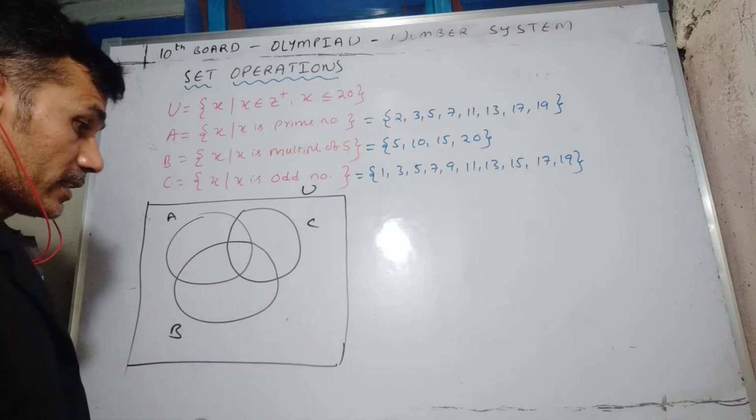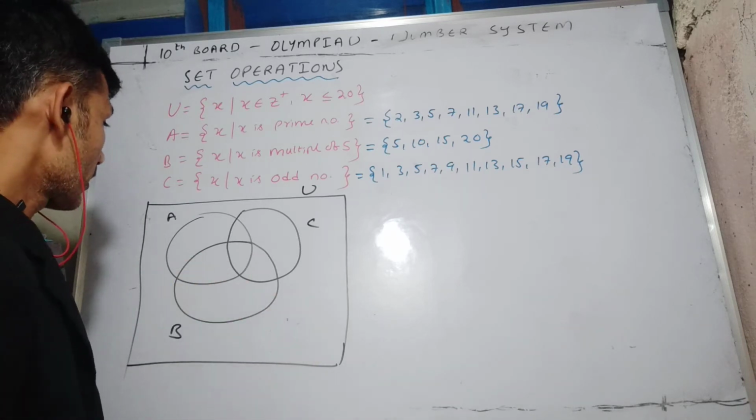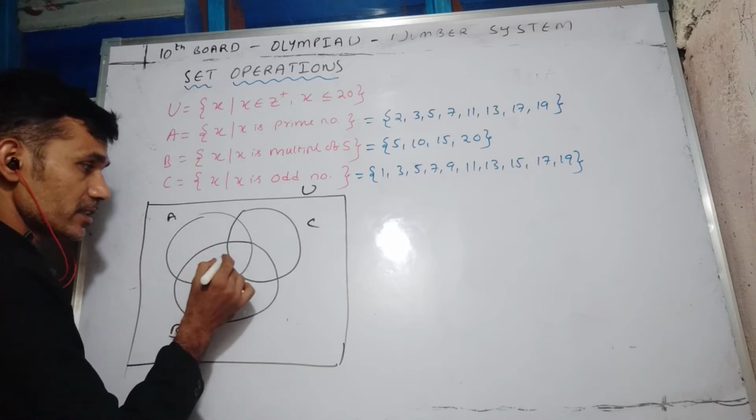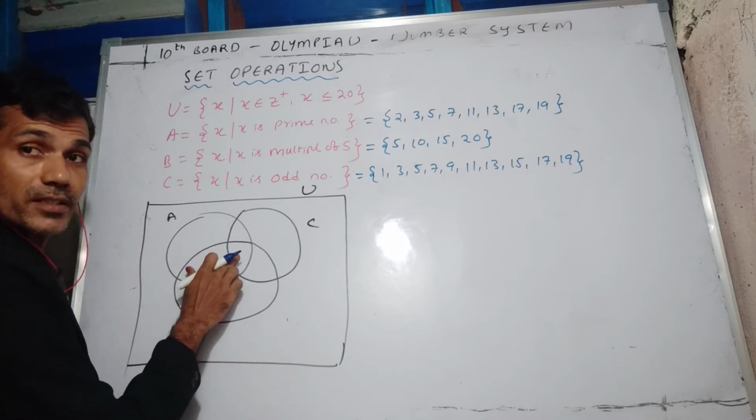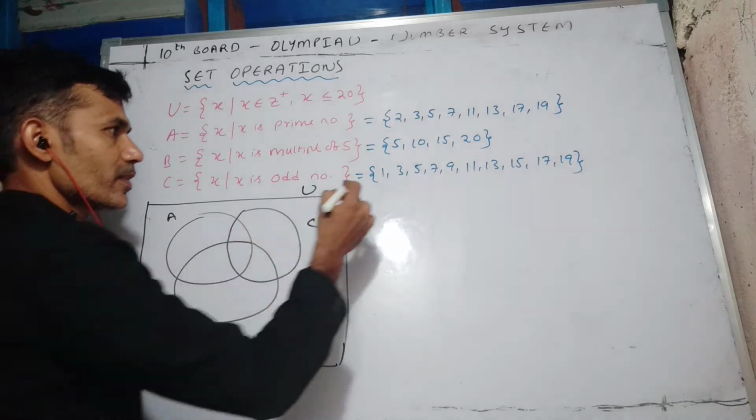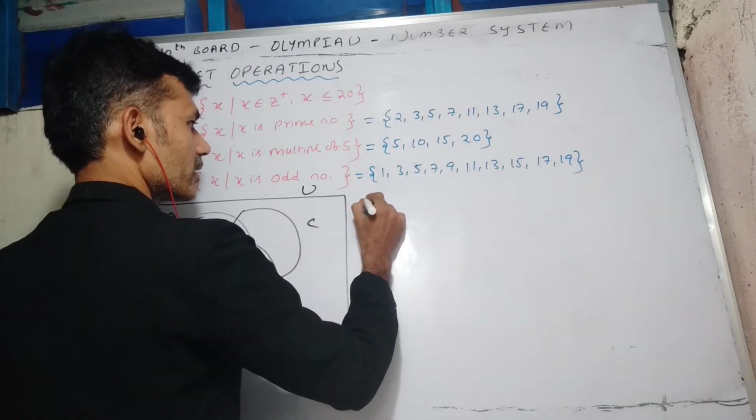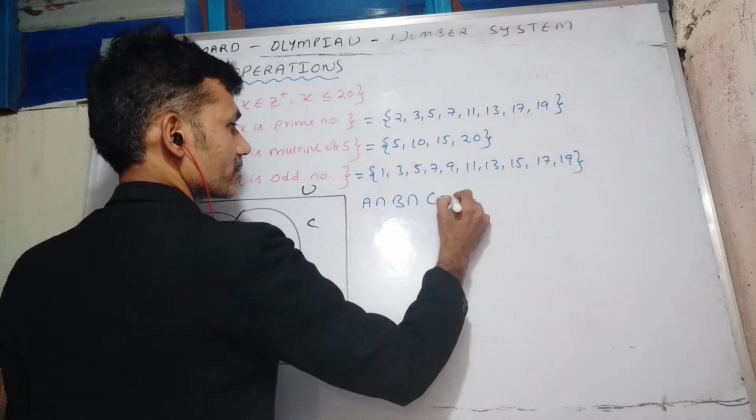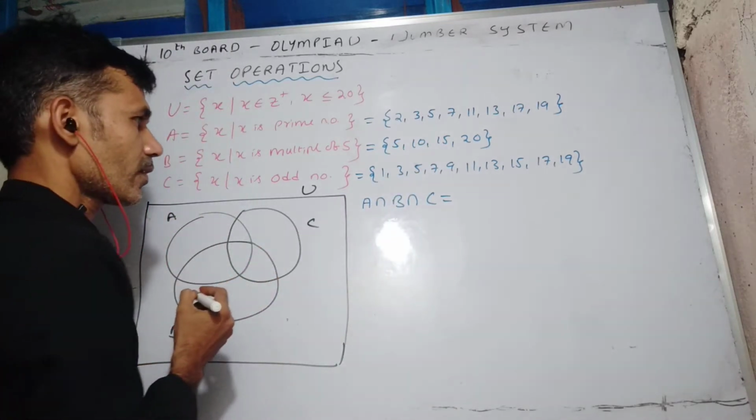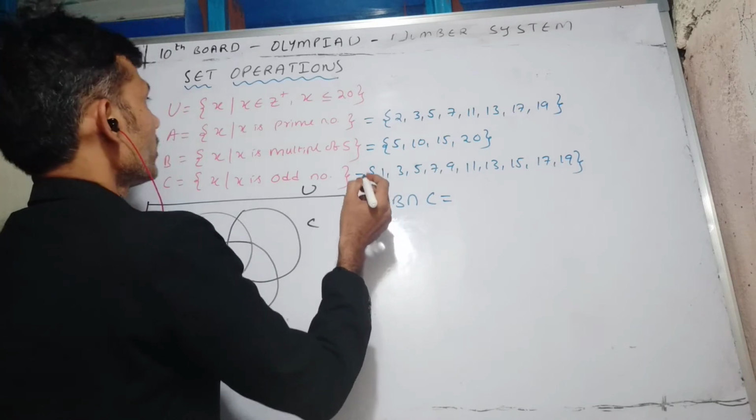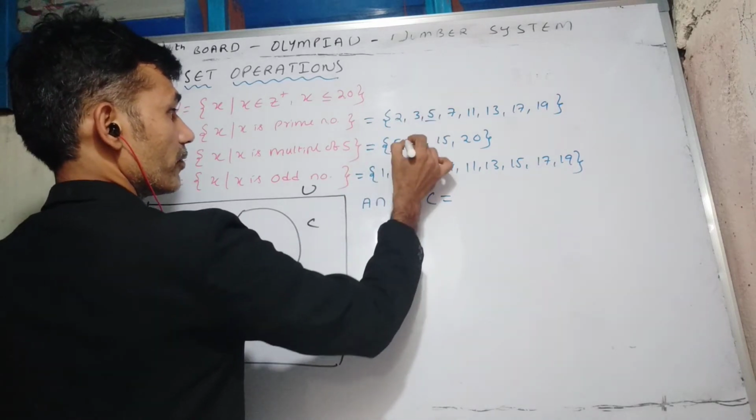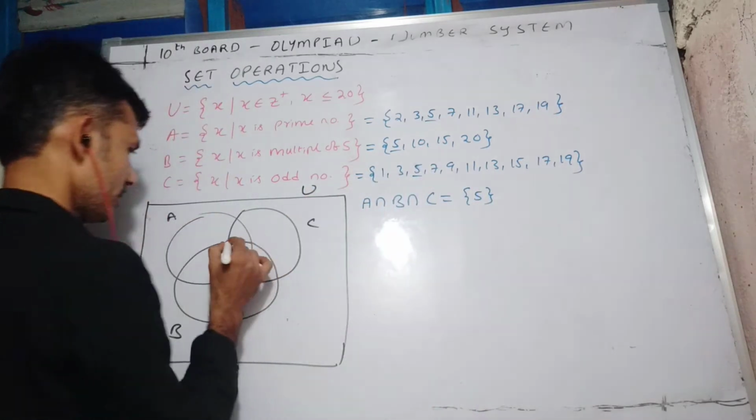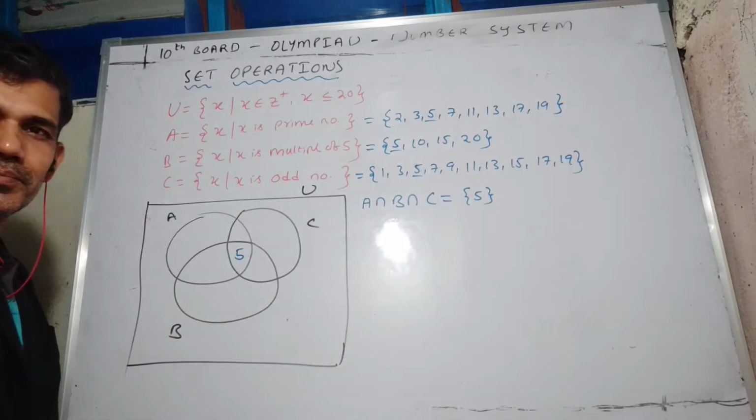How to represent them, we'll see. First take this region. This region means it will be there in all 3 sets, that is A intersection B intersection C. Which element is prime, multiple of 5 and odd number? Only one is there, that is 5. So here you write 5.